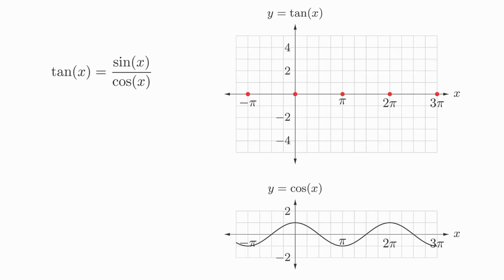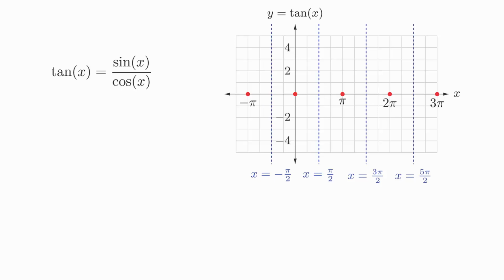The asymptotes of tan(x) will be at the zeros of cos(x). These happen at plus or minus pi over 2, plus or minus 3 pi over 2, plus or minus 5 pi over 2, and so on. We will draw vertical dashed lines to represent the vertical asymptotes for the tangent graph.